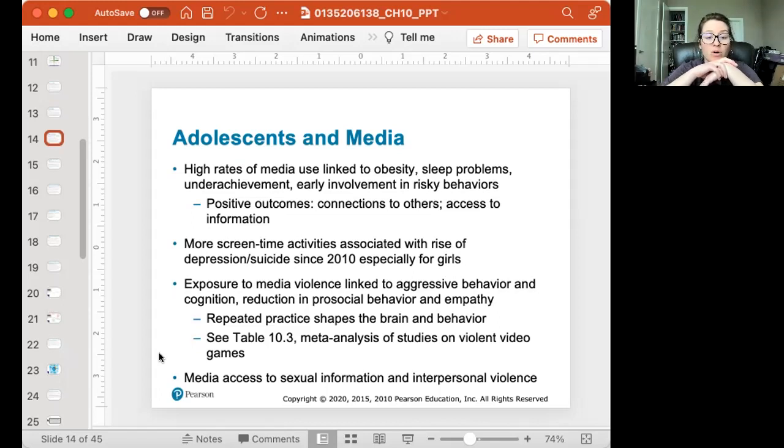So they might start looking at porn. They might start engaging in sexual activity younger because they got exposed to it. They might start being abusive towards a partner because they saw it in a movie, or they saw it on TV, or they read about it, or saw a video, or whatever.